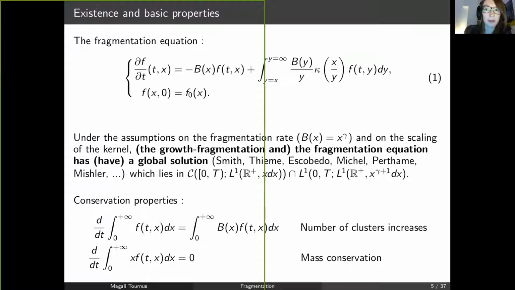Okay, very basic properties. So this fragmentation equation has a global solution. And we have the conservation properties, so the mass conservation, saying that the total number of monomers is preserved, and the total number of particles is increasing. And we have that the total number of particles, its derivative with respect to time, grows as the integral of bf.